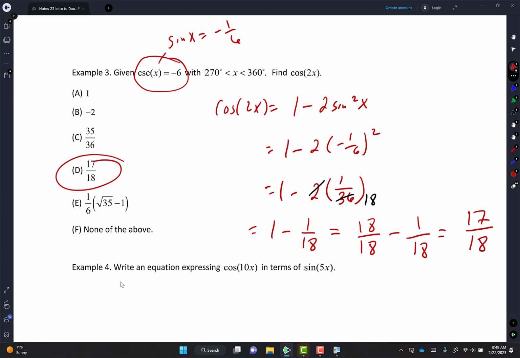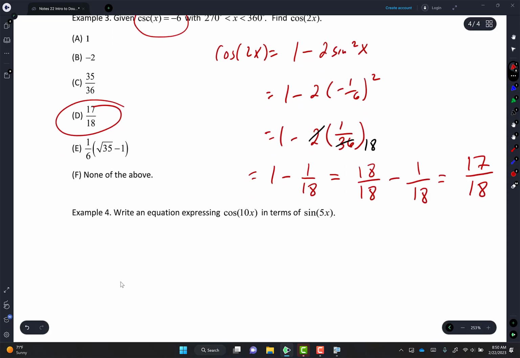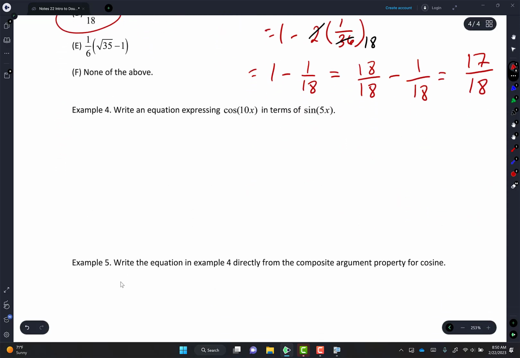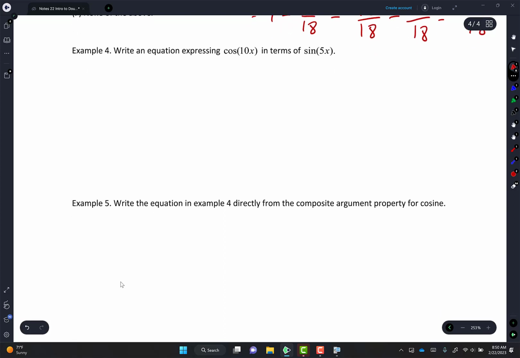How do we feel? All right, we're almost done, guys. Two more examples, and then we'll set you guys loose with the Delta activity.